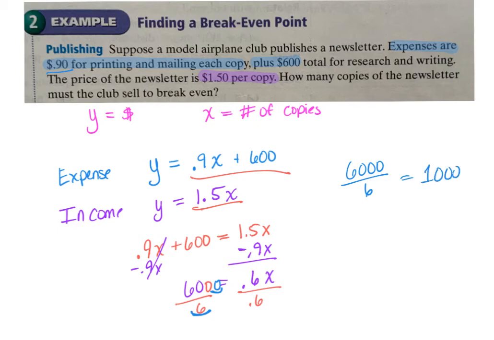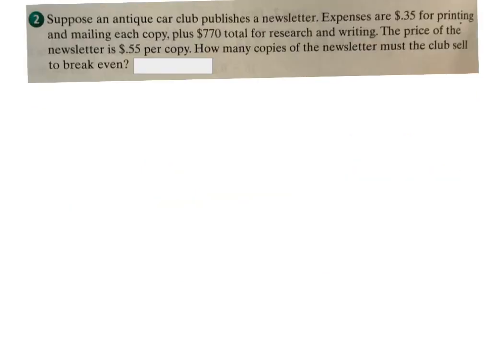What does that tell me? That tells me that at 1,000 copies, I will break even. And anything I do over 1,000 copies, I will make money. Anything less than 1,000 copies, I am in the red, right? I'm not making money. We have expenses.